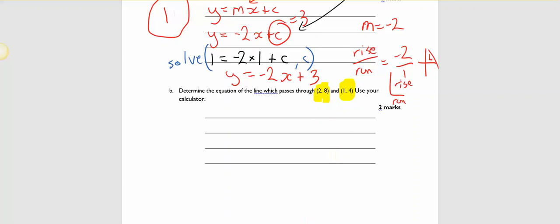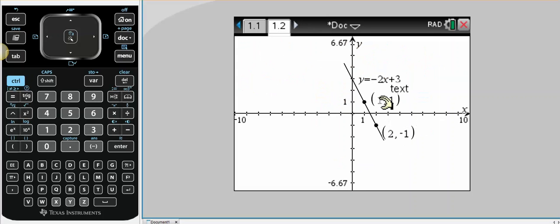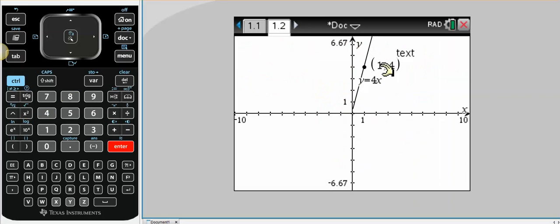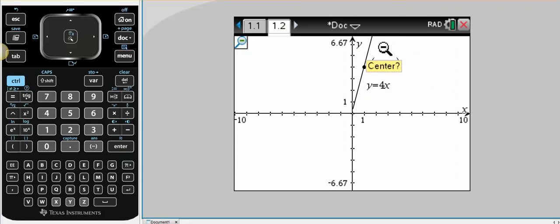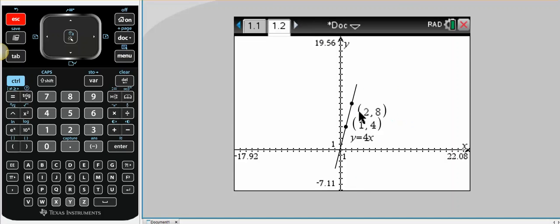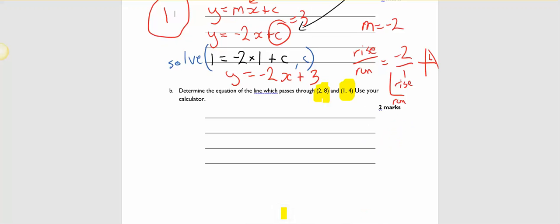So (2, 8) and (1, 4). Let's change this one to (1, 4), and let's change this one to (2, 8). Oh, where's it gone? It's gone out of screen. So I'll go to menu, zoom, zoom out. Let's zoom out with where the magnifying glass is in the center. Hit escape out of there and you'll see the points, and you see the equation is y equals 4x. When I go back to here, I can see straight away that the equation is y equals 4x.